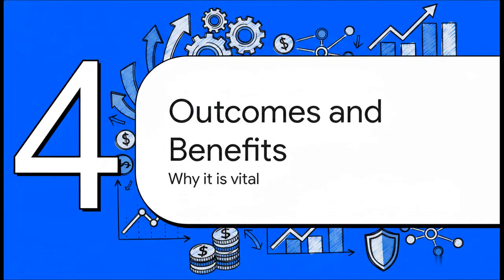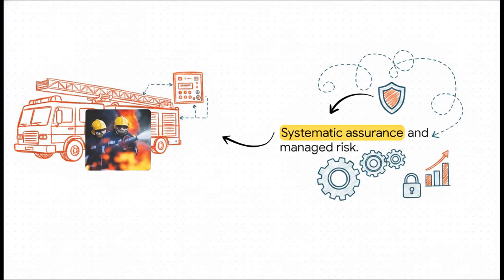Which brings us to Section 4, Outcomes and Benefits, why the standard is vital for modern organizations. Think of it kind of like a crew of firefighters coordinating a response. One of the primary outcomes of this standard is assurance. Just like that fire crew relies on their system, their training, and their gear to manage a massive crisis, an organization relies on its asset management system to systematically identify, evaluate, and control business risks, assuring stakeholders that resources are deployed effectively.